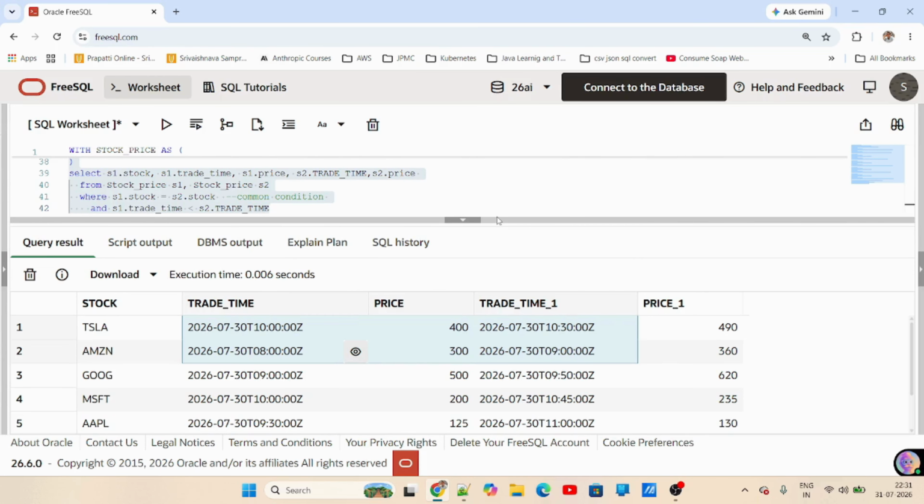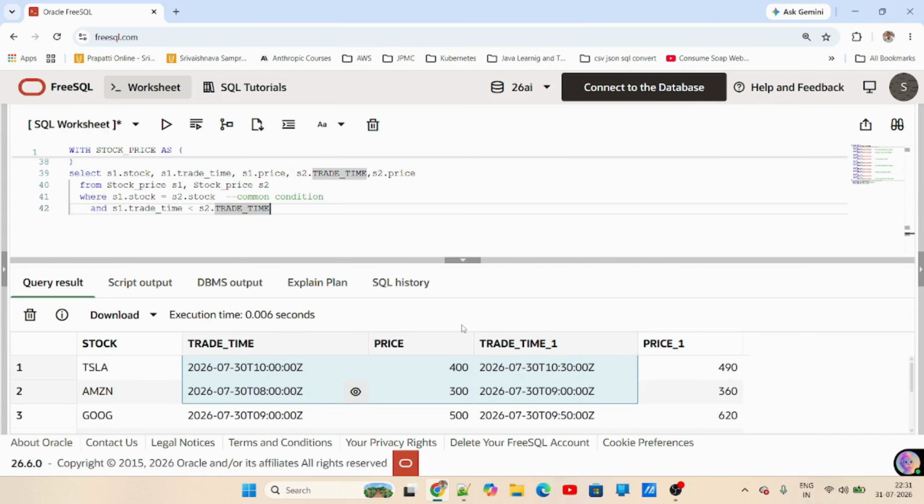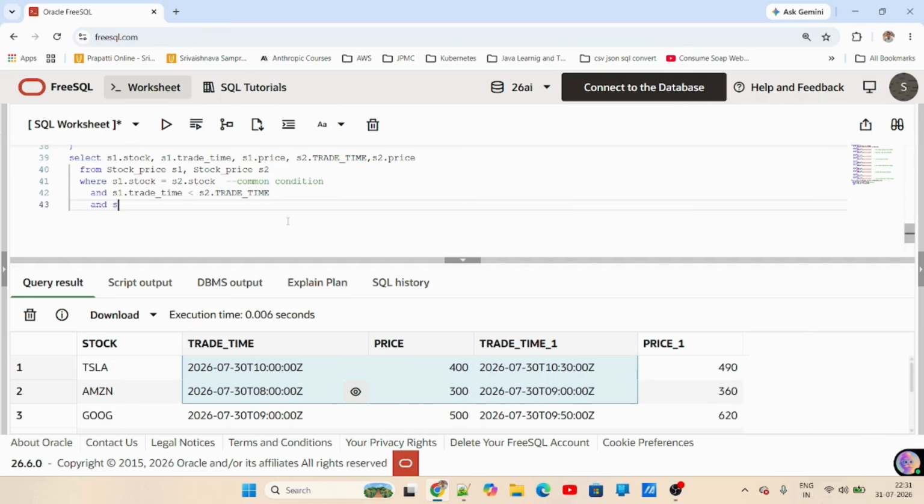Now I can apply that principle. First of all, the trade time, that is S2 trade time minus S1 trade time, should be within 1 hour. So that's my first filter condition. Let me add that. How will I do this? I'll use cast for my date. I'll take S2 dot trade time minus cast S1 dot trade time.